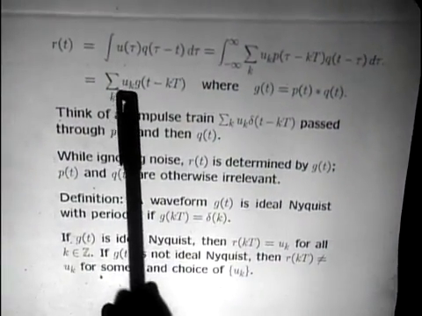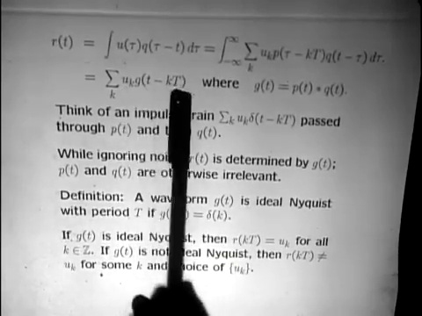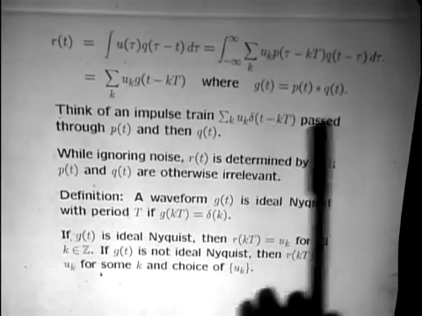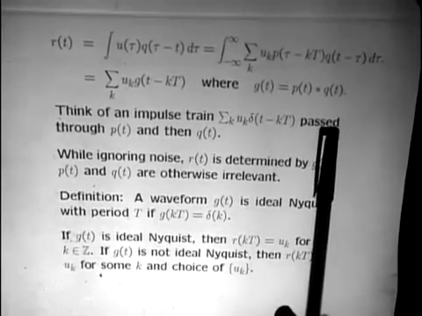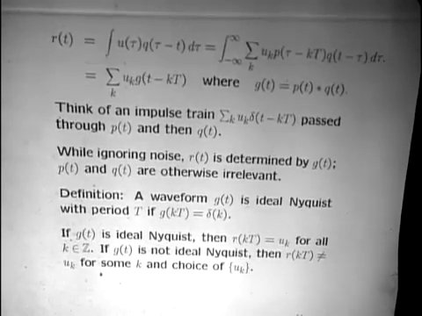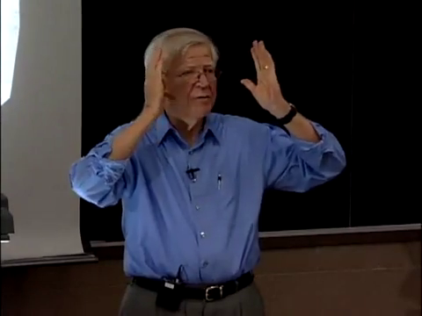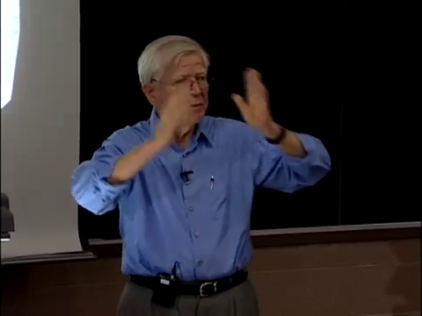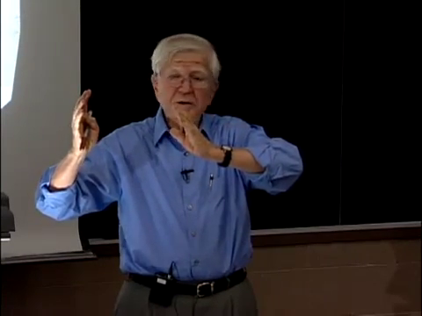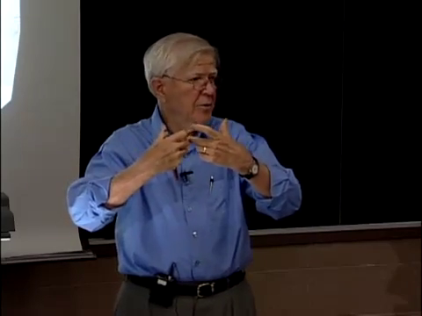Okay, so r of t then is just going to be the sum over k of these sample values that are coming in times this composite filter, which is the convolution of the transmit filter and the receive filter. Now, this shouldn't be surprising. If you think of u of t as being formed by taking a sequence of impulses and then passing that sequence through a filter p of t, and then passing the output through a filter q of t, all you're doing is passing this sequence of impulses through the convolution of p of t and q of t.